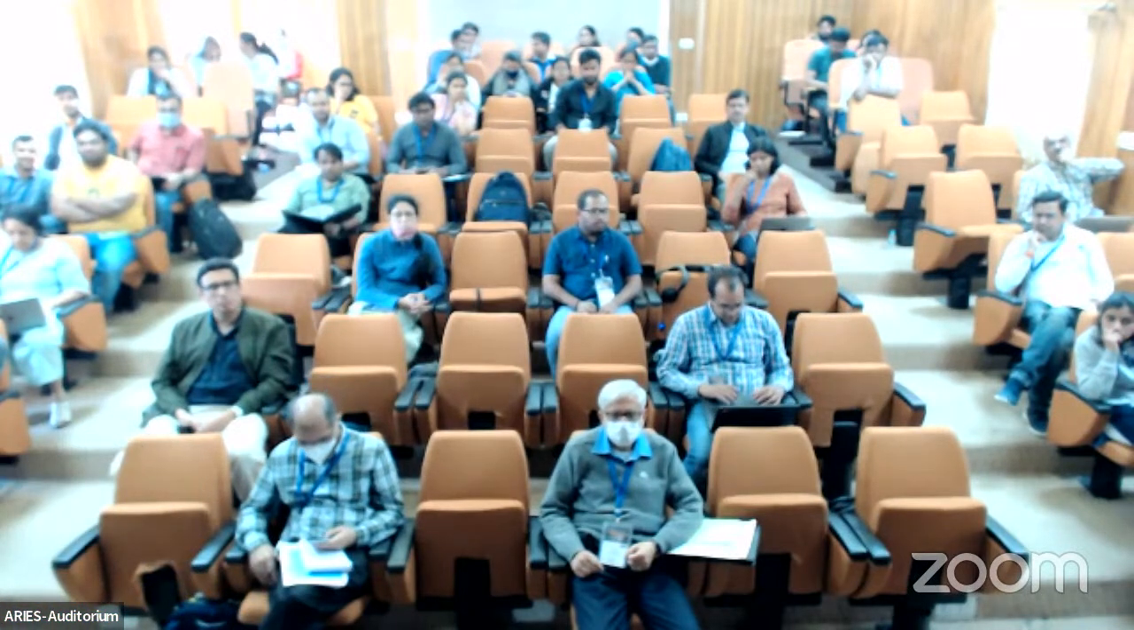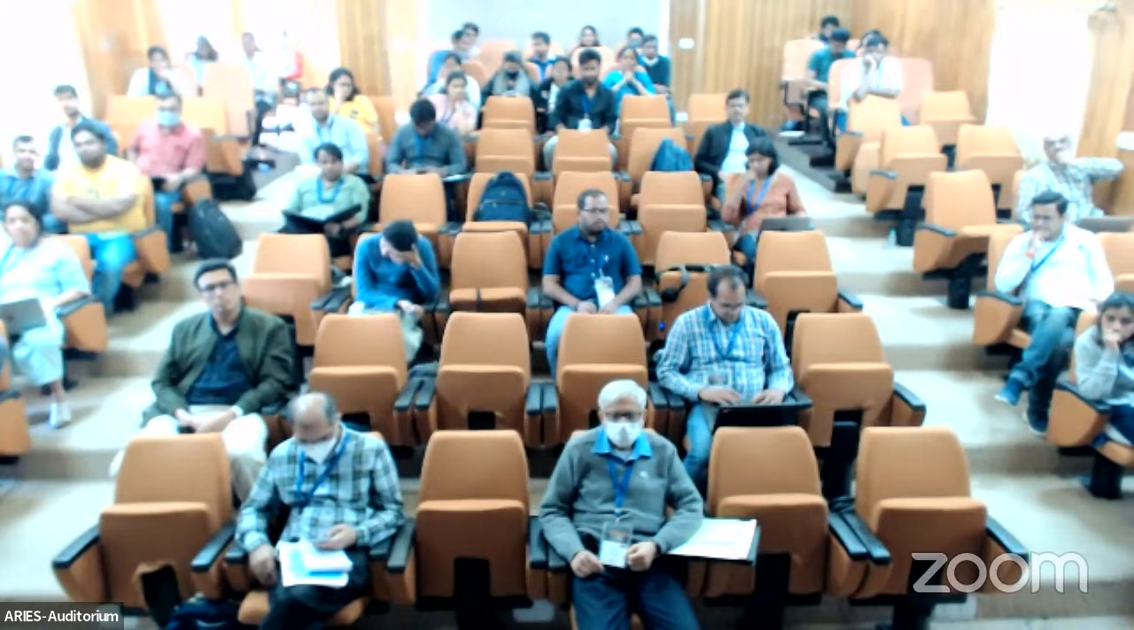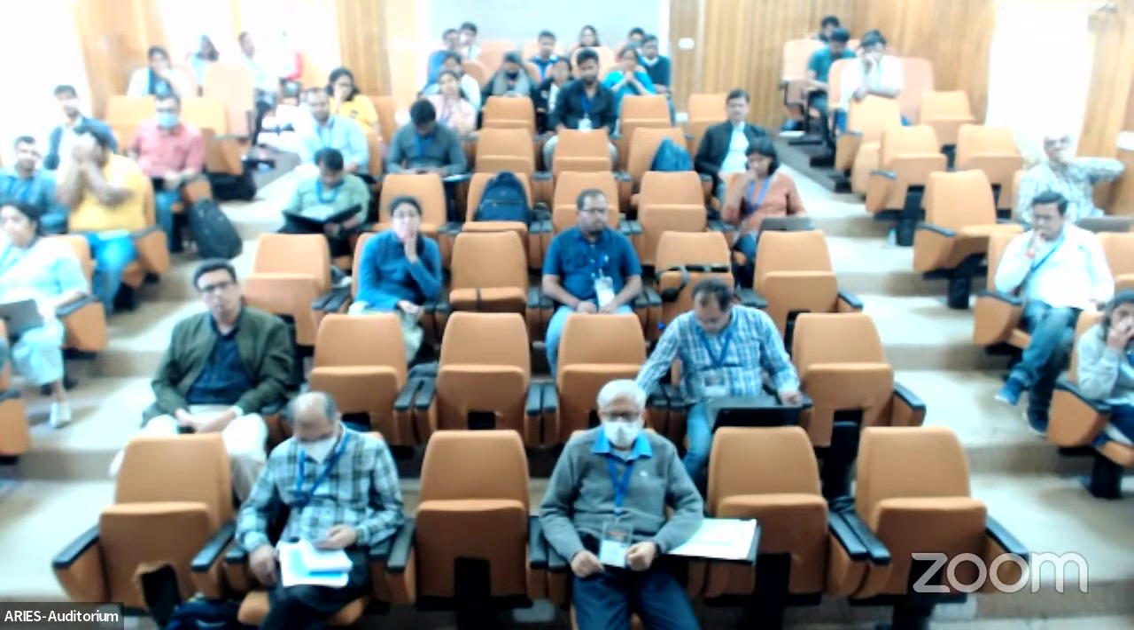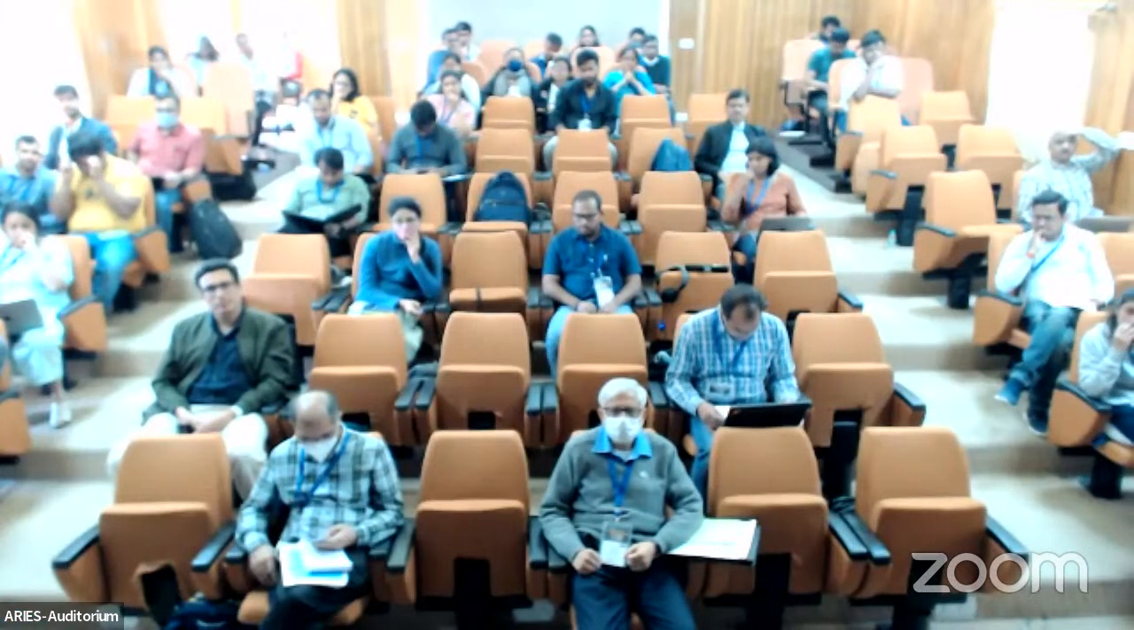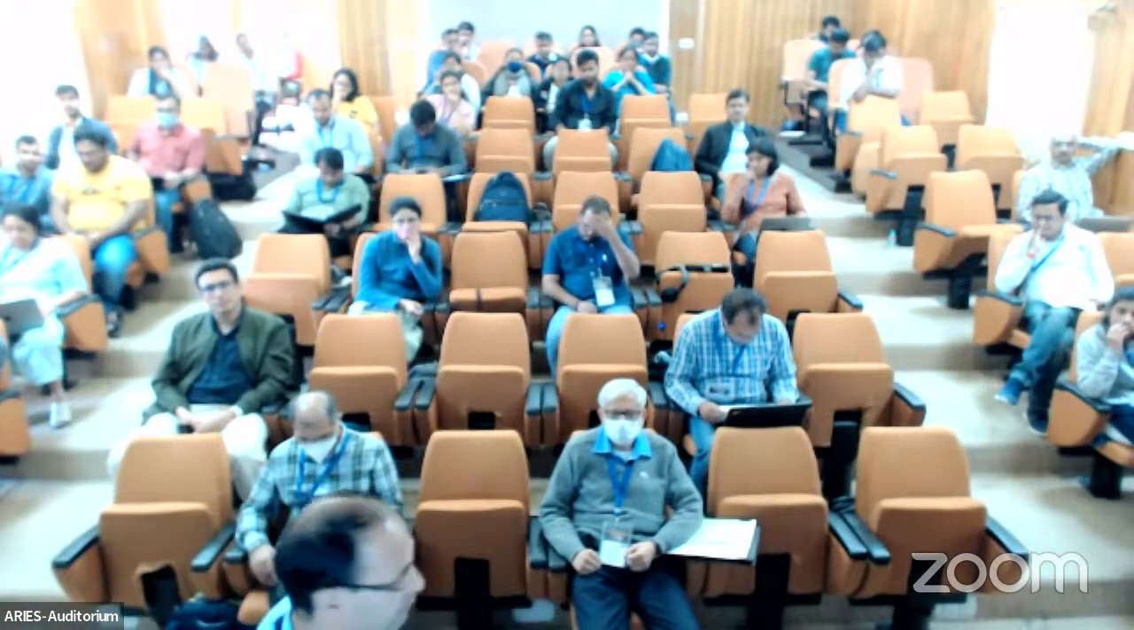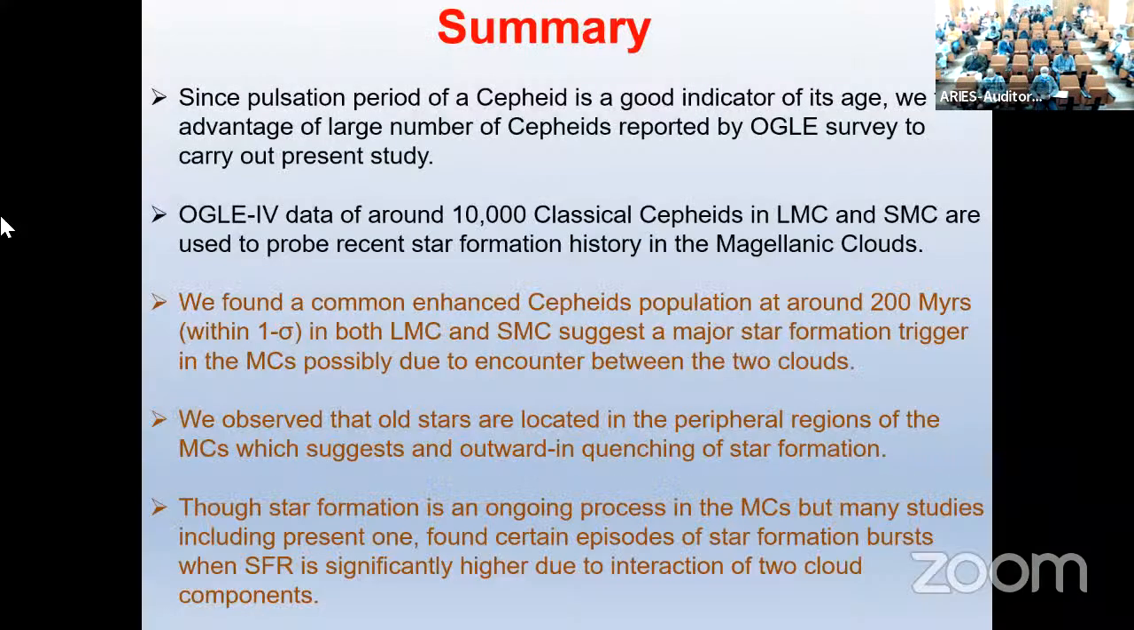So to summarize, from the large sample of Cepheids in the LMC and SMC, we have tried to understand the star formation history of the Magellanic Clouds, and we found there is a common age where star formation triggers happen. This common age distribution in both LMC and SMC shows that there was an encounter between these two components of the Magellanic Clouds. We have a limitation that the ages of Cepheids are between about 10 million years and 900 million years, so we cannot trace star formation even 2 giga years ago, or as young as 12 million years. But at least in this time span of 200 million years, we found this stellar encounter between these two galaxies.